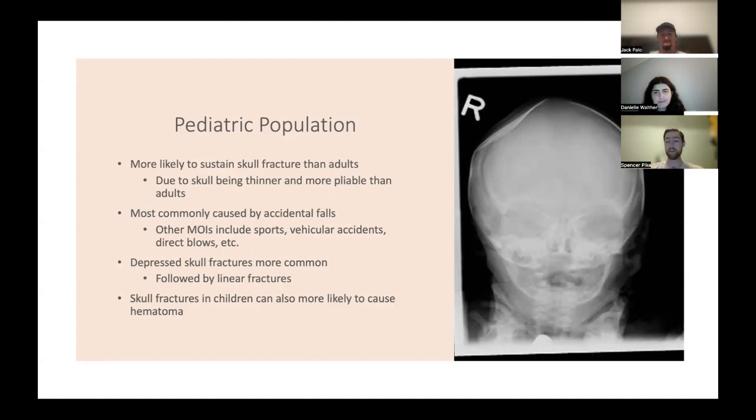In the pediatric population, depressed skull fractures are more common, followed by linear fractures. And again, that's just due to their skulls being a little bit more pliable. You get a little bit more of an indent from a direct blow. And skull fractures in the pediatric population are also more likely to cause hematoma in the brain.